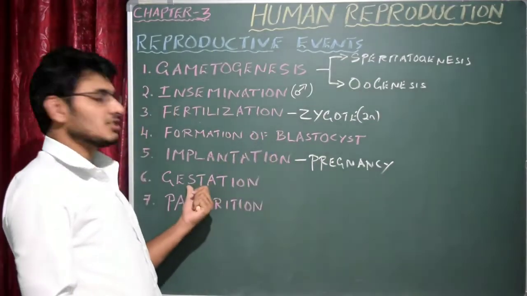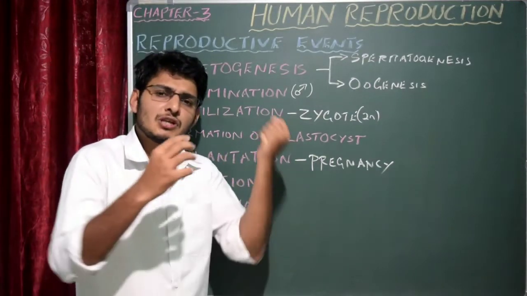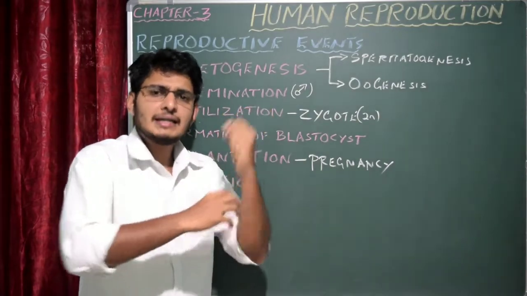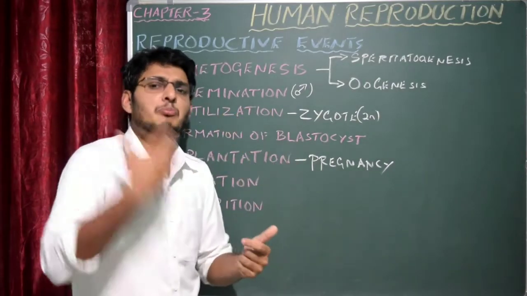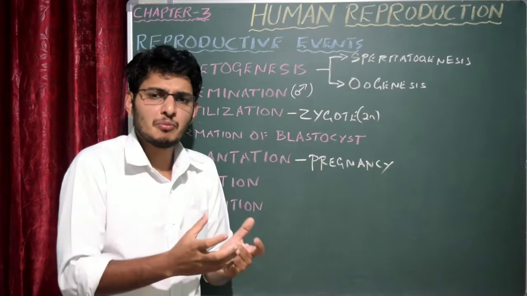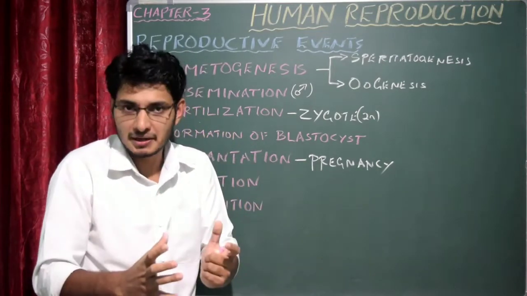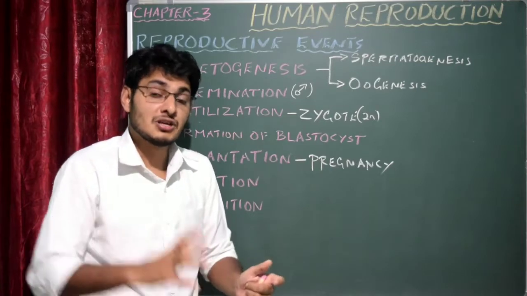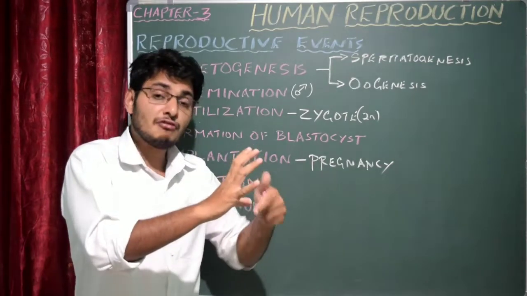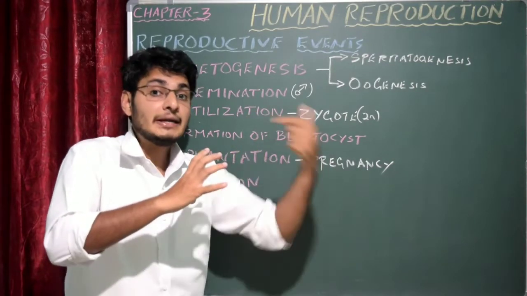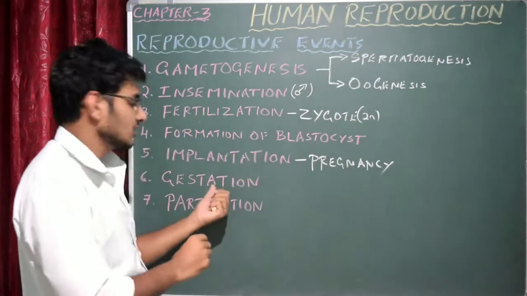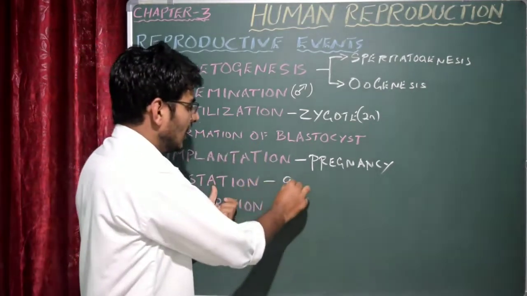Then gestation. One embryo is now attached to the uterine wall. It takes months for the complete development, and finally it transforms into a human baby. That takes around 9 months. This period required for the development of the embryo into the young one is called gestation, around 9 months in humans.